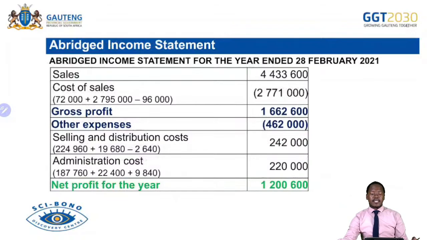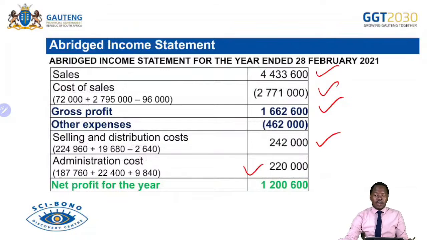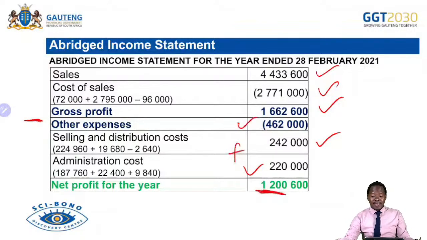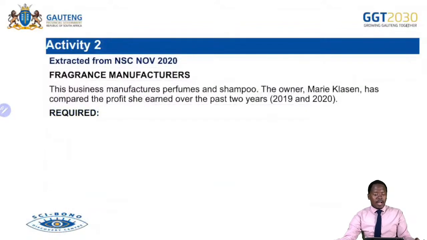Then I move to my abridged income statement. Let us look at the full format. Sales, cost of sales, gross profit. We've already calculated these items. My selling and distribution, 242,000, and then my 220,000 for administration cost. Now, if I add my selling and distribution cost with my administration cost, I will get my total of other expenses. That will be 462,000. Now I will say gross profit minus other expenses. I will get my net profit to be 1,200,600.